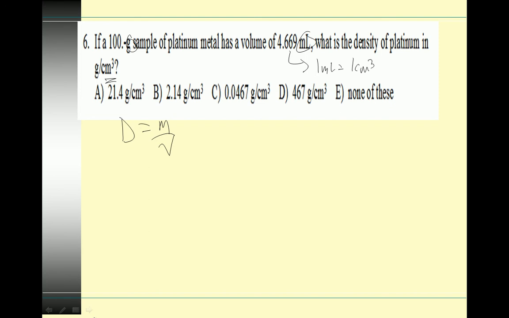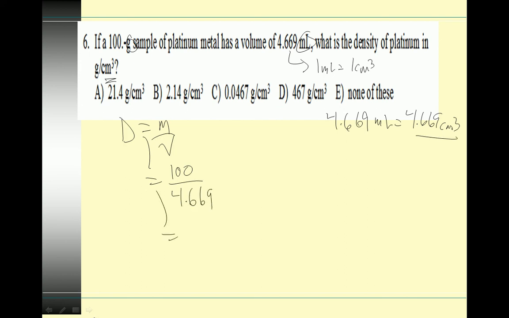So 4.669 milliliters equals 4.669 centimeters cubed. So, density is going to be 100 grams over, notice how I did have to change the units, 4.669. See what my 30-cent calculator tells me. Oh, I turned it off by mistake. 1 hundo divided by 4.669 is 21.4178. Now, this dot right here means all of my zeros are significant. So this has 3 sig figs. This has 4 sig figs. So my best answer would be 3 sig figs, which is 21.4 grams per centimeter cubed.